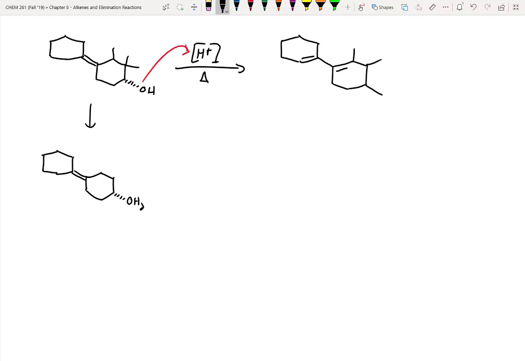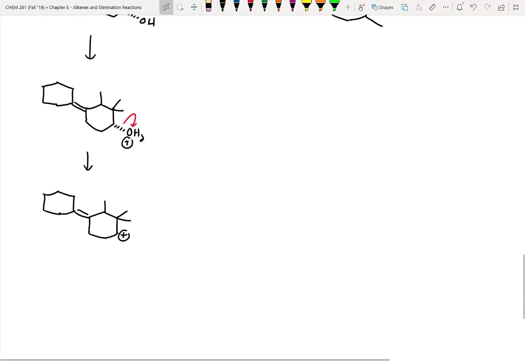Now I've got a protonated alcohol. Oxygen has a positive charge. Can't forget that. And then next step, now that it's a good leaving group, that alcohol can fall off. Hopefully everybody got at least this far. All right, so at this step, I've got a secondary carbocation. Is there any way to make this better?